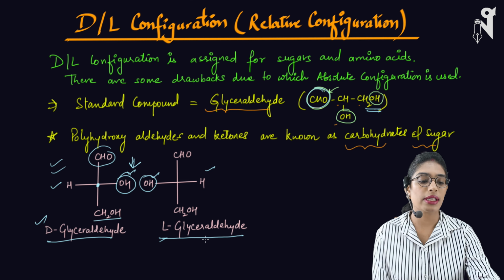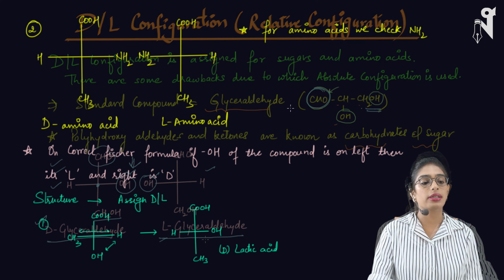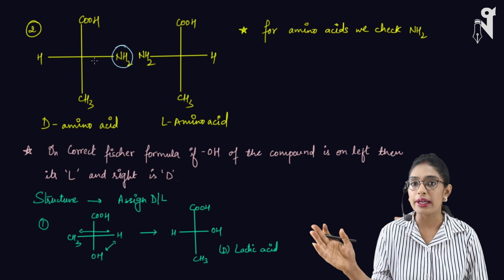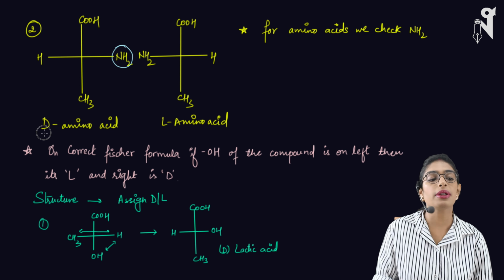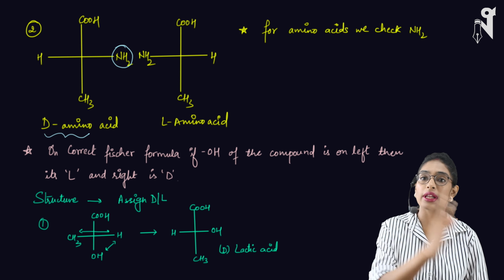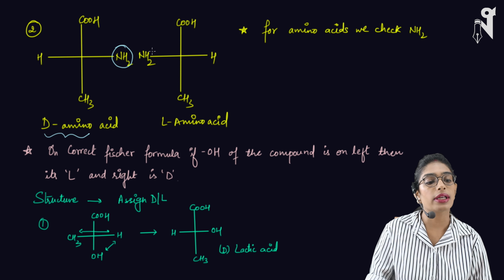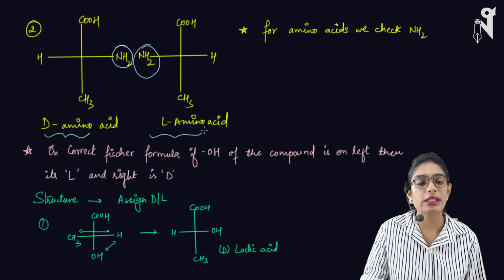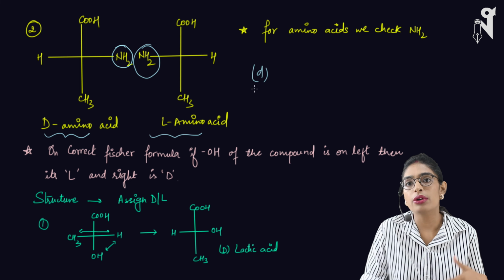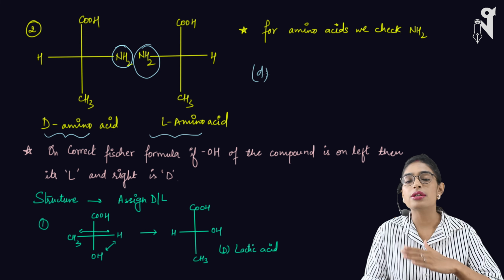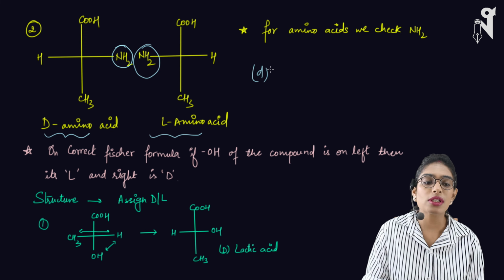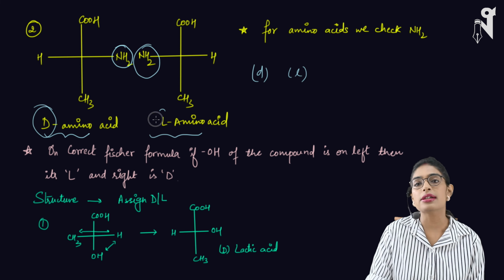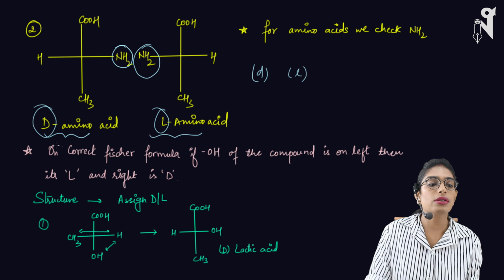Now see how it happens in amino acids. In amino acids also the rule is the same. If you have NH2 on the right hand side, in that case the name will be D-amino acid, whereas if NH2 is on the left hand side, in that case it will be called L-amino acid. If you remember, I had told you long back also that d represents right rotation and l represents left rotation, but those were small d and small l, and this is capital D and capital L. These are different from each other, but still you can remember it that way.